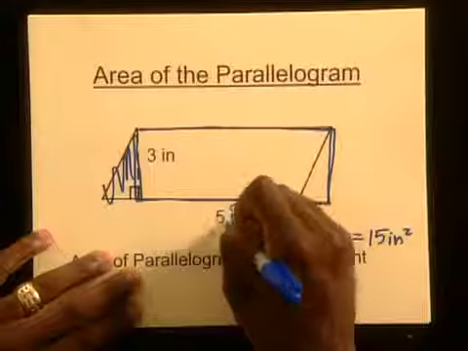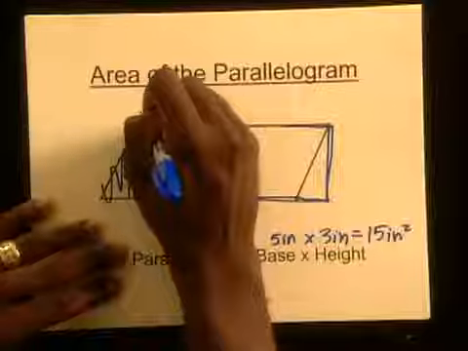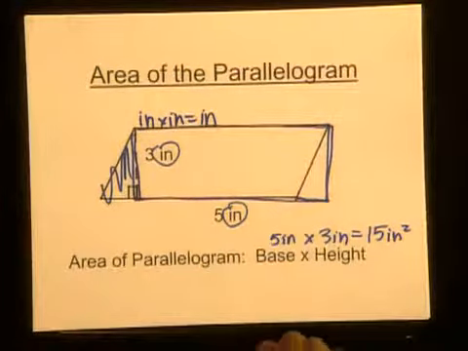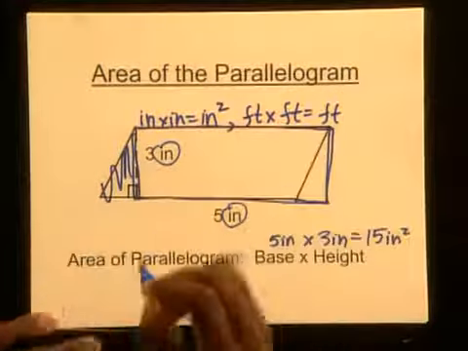We're multiplying inches times inches. And anytime you multiply units by themselves, they come out squared. So if we look here, we have inches times inches, which is inches squared. If we had feet times feet, that would give us feet squared. And if we had Brandon times Brandon, that would give us Brandon squared all day. Good job, man.